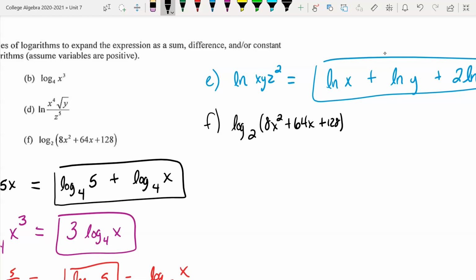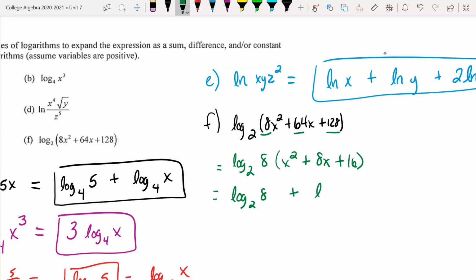So on this one, you kind of have to do some factoring. So we're going to split it up here. 8 goes into all of these, so we're going to divide all of those by 8. So we're going to say log base 2 of 8, because that's what's going to go on the outside. x squared plus 8x plus 16 is what's left over. Now, this is a multiplication thing, so we're going to rewrite it as log base 2 of 8 plus log base 2 of x squared plus 8x plus 16.